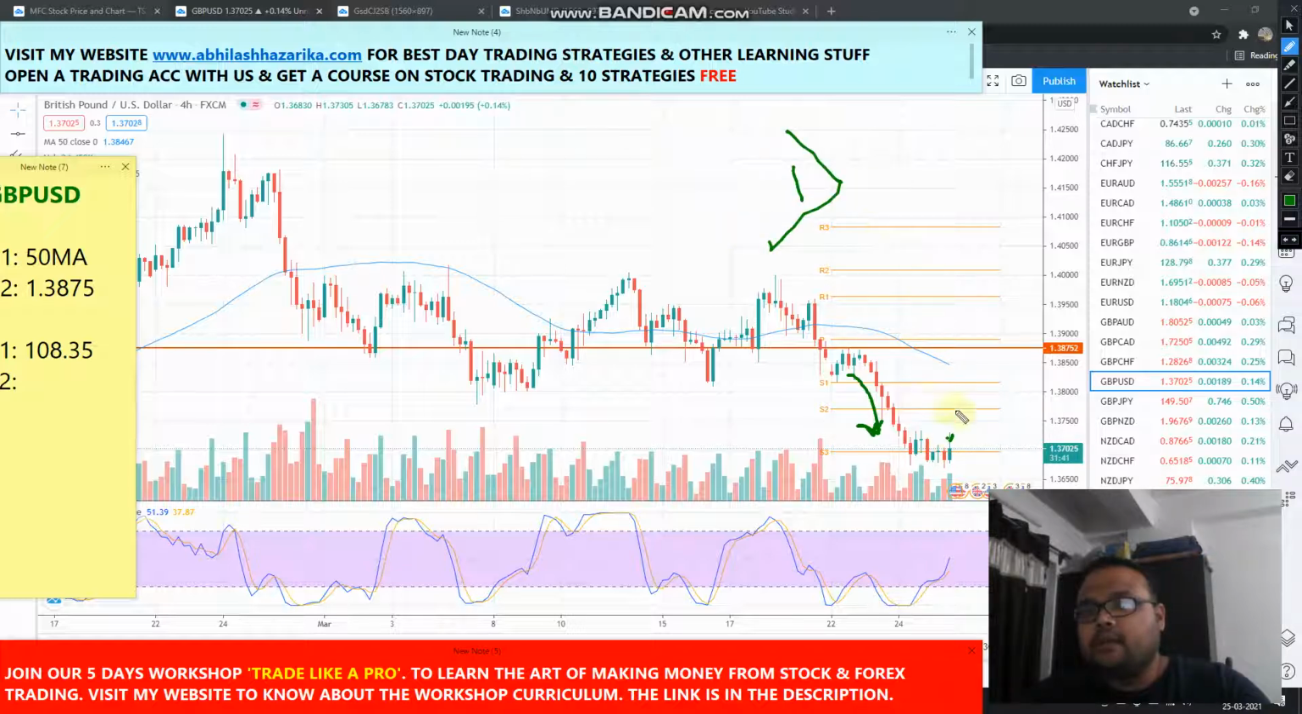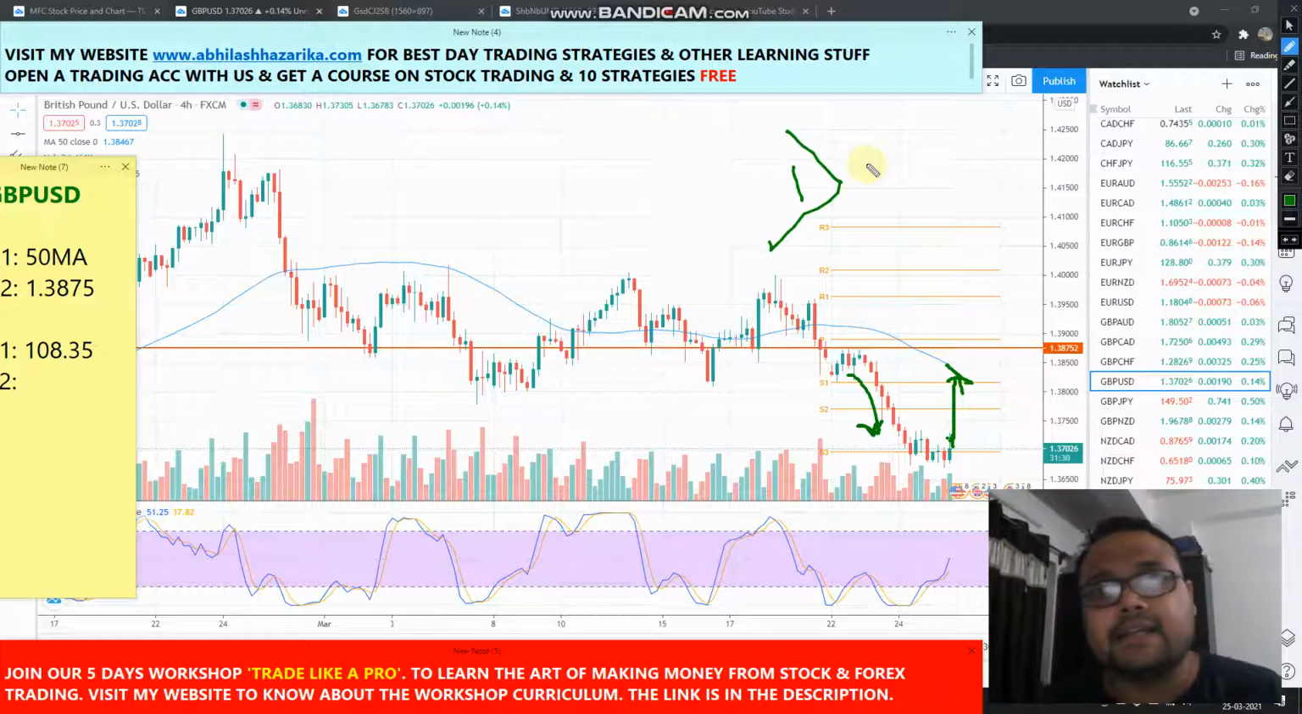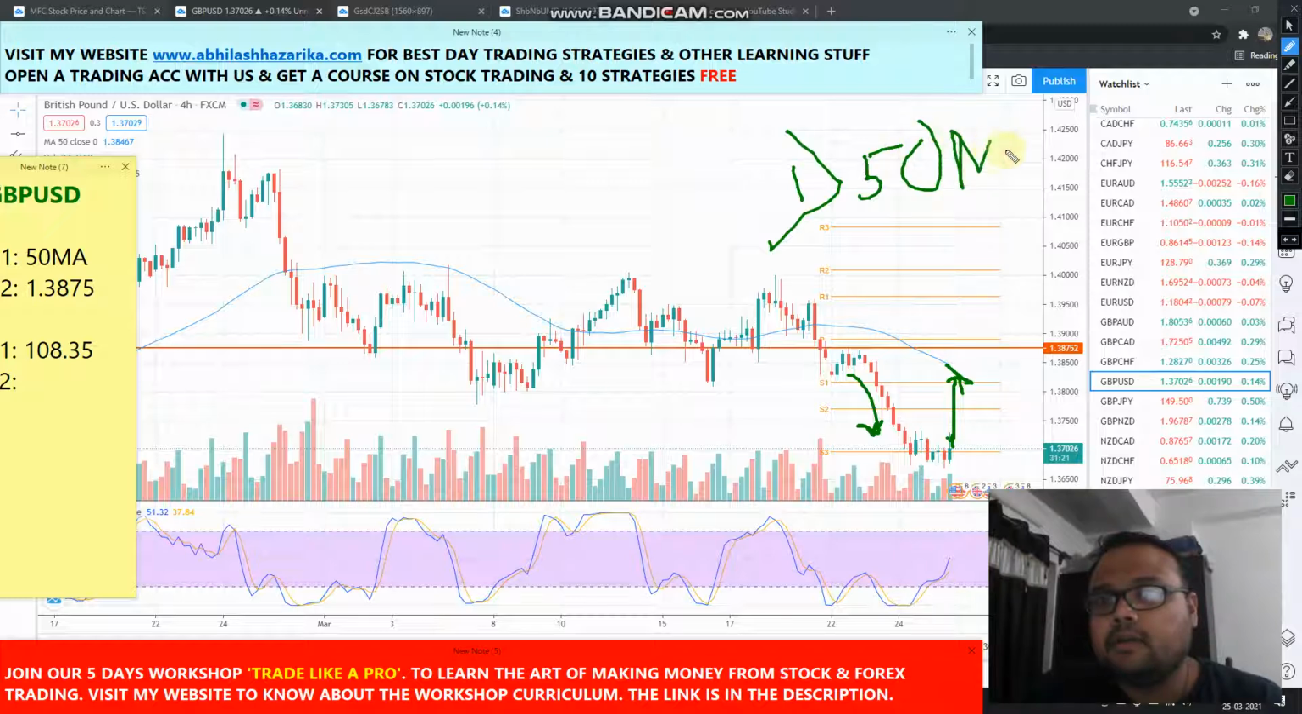So the first strategy can be to wait for the market to go up and hit the 50 moving average. When the market goes up, there is a possibility that the 50 moving average may act as a resistance. So if the market reverses from the 50 moving average, then you can short the market.